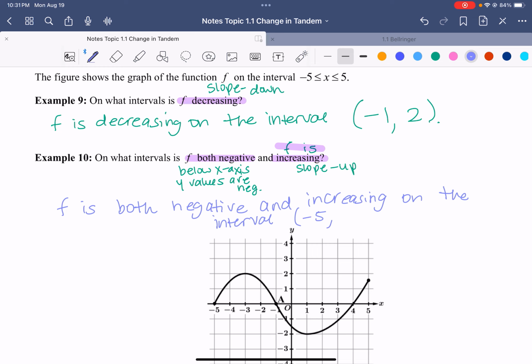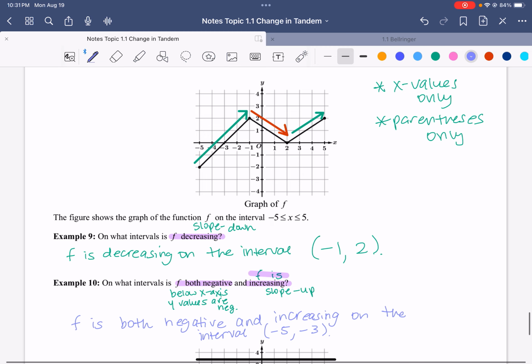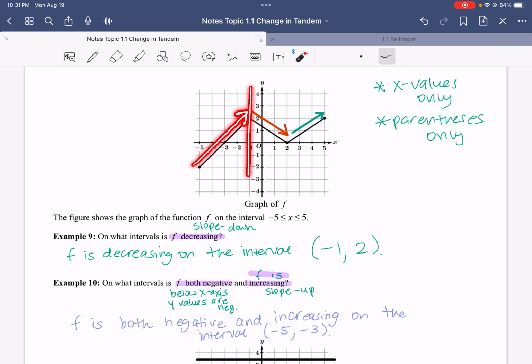parentheses -5 to -3. Now, a mistake that some kids make is that they want to make the whole line segment, and they would say -5 to -1. However, notice that this part that's above the x-axis should not be included. So it is possible to cut a line segment in half if necessary, okay?